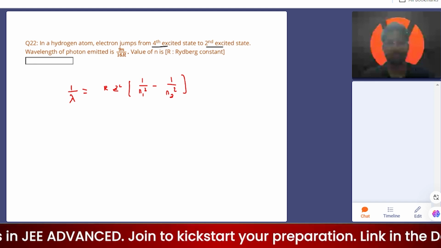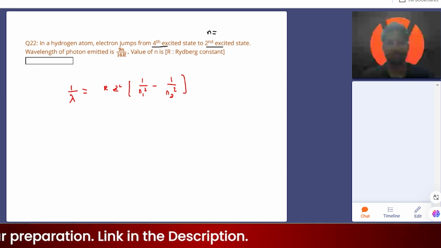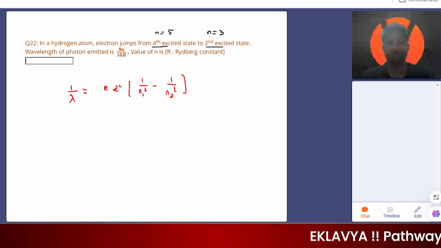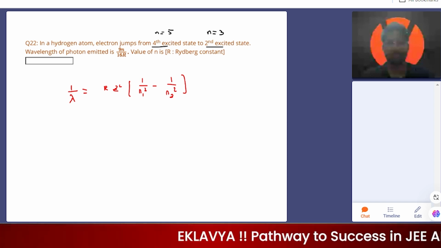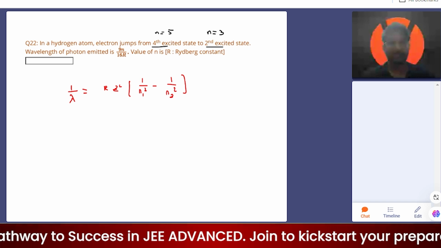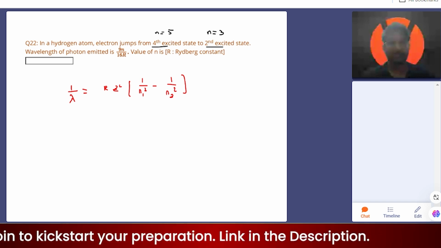First orbit will be, so in that order. Here the n value will be 3. Here the n value will be 5. Maybe because states will start from 0, 1, 2, 3, whereas the quantum levels will begin from 1, 2, 3. So therefore, n values should be taken like this, and wavelength is given as 9n by 16r.